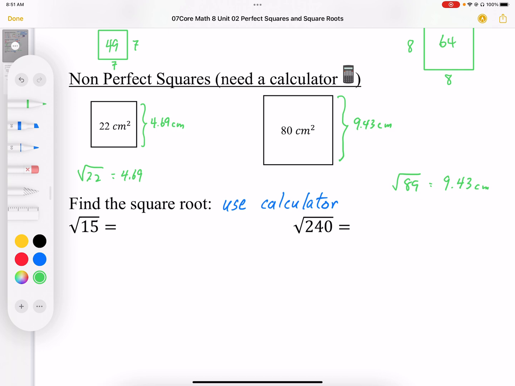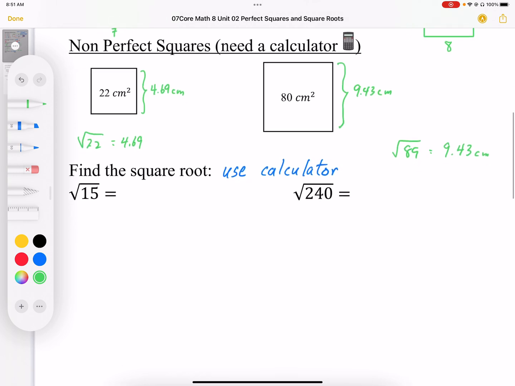Here, you'll be expected to just type these into a calculator. If we want to find the square root of 15, again, we have an area of 15 squares, and by square rooting, we're going to calculate the length of the edge or the side length, and my calculator gives me 3.87. Again, make sure you can do these on your own. So type this into your calculator yourself.